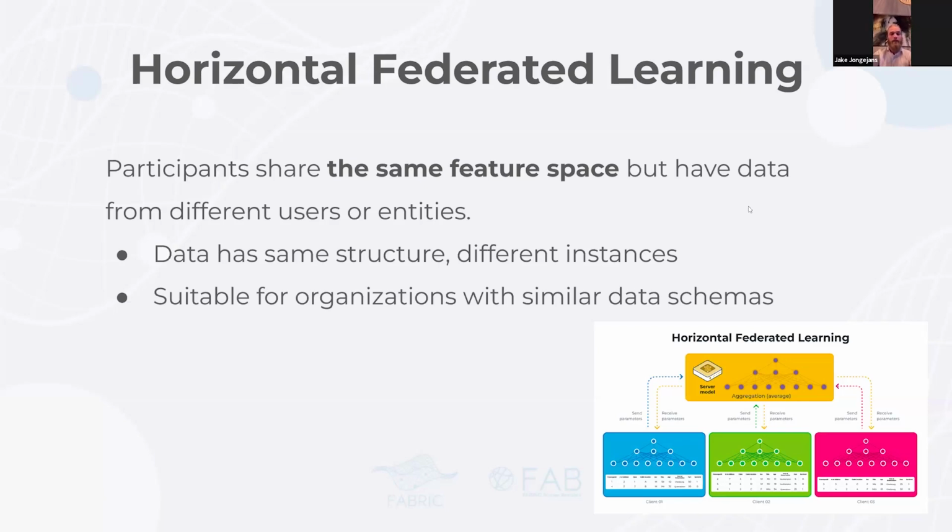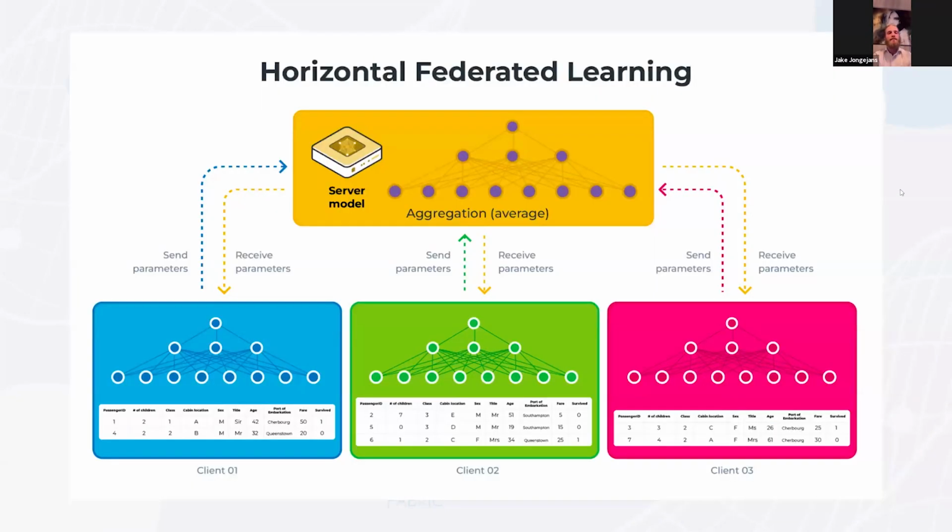If we go to the next slide, we can have a look at the picture at the bottom a bit better. Here we can see 3 clients at the bottom in blue, green, and pink. Each of these has their own data, but you can see all of the columns are identical in each of the clients. They each train their own local model, and they train it based on the information that they receive from the server about the model from previous iterations.